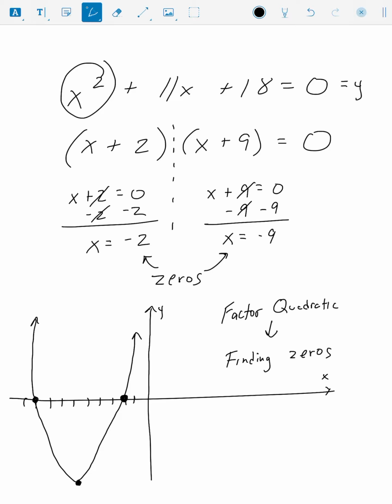And if it factors out nicely, and what I mean by nicely is you're given actual integer answers, you know you can plot zeros at those points on the x-axis. Sometimes it will not factor out nicely, and in that case, you'll have to use the quadratic formula, which we have not gotten to yet. So that was just a brief overview of factoring quadratics.